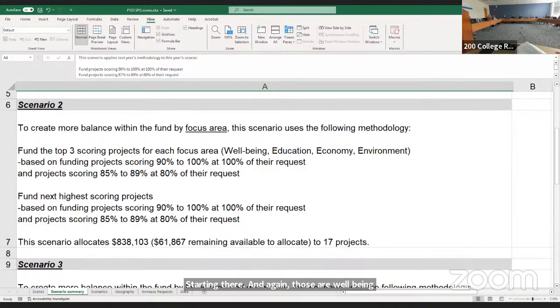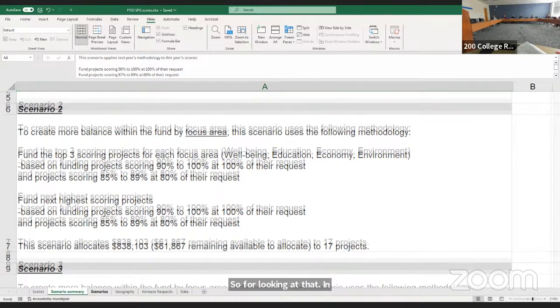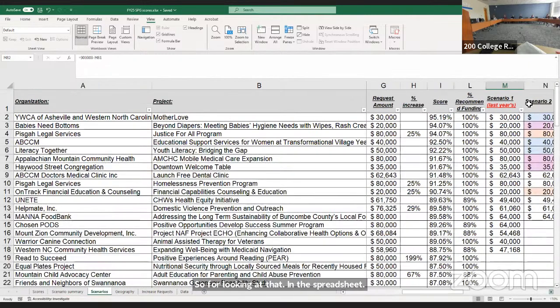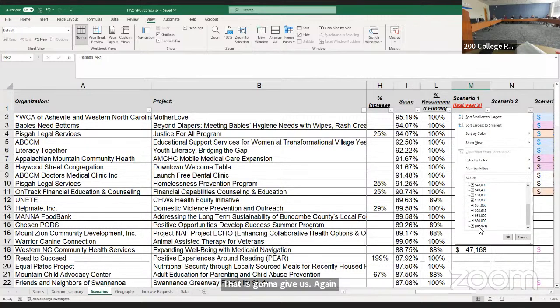And then moving to the next highest scoring projects overall. So not necessarily in a focus area after those top 3 for each. So it would be 12 of those projects funded by, or looking at, the focus areas, and then remaining funds going to just the next highest scoring projects overall. So if we're looking at that in the spreadsheet, that is going to give us, again, 17 projects funded.